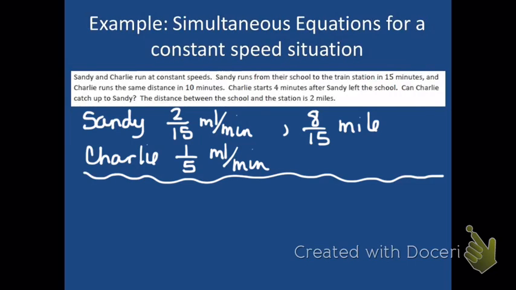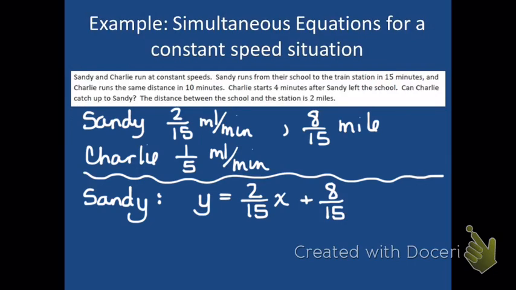So if we want to put this in equations, I'm going to do it this way. I'm going to say that y is my distance traveled. For Sandy, her distance traveled is 2/15 of a mile every minute, so I'm going to multiply that times the number of minutes that she travels. And then I'm going to add 8/15 of a mile, because at time 0, when Charlie starts, we're going to call that x equals 0. When x equals 0, this whole term will be 0, and her distance traveled will be her head start right here, 8/15 of a mile.